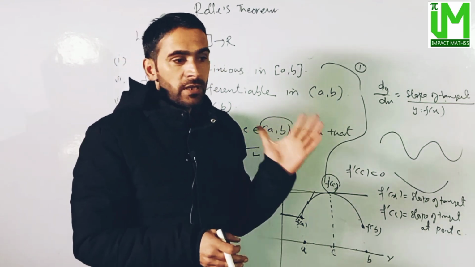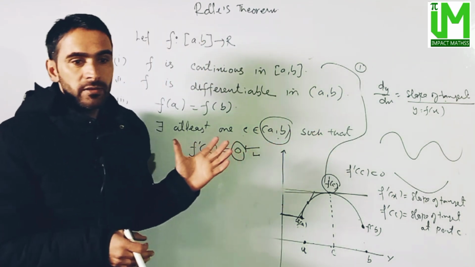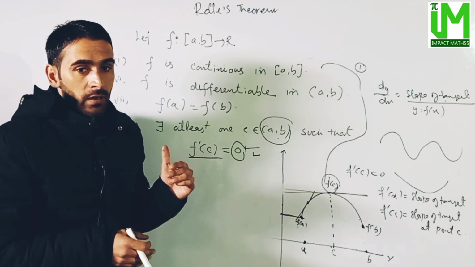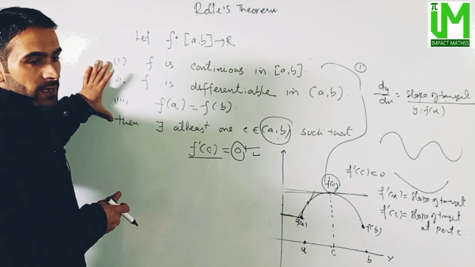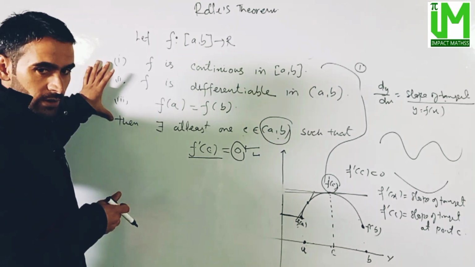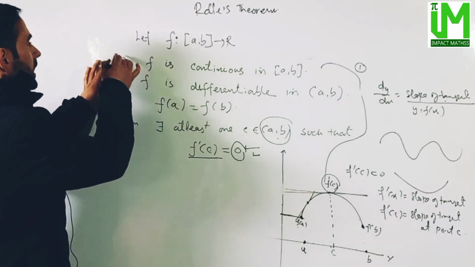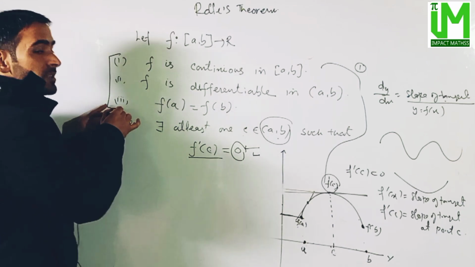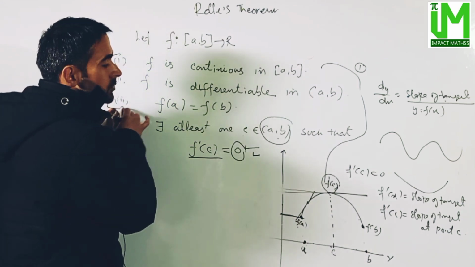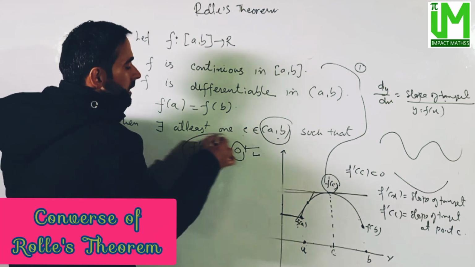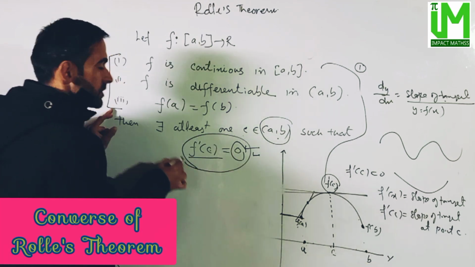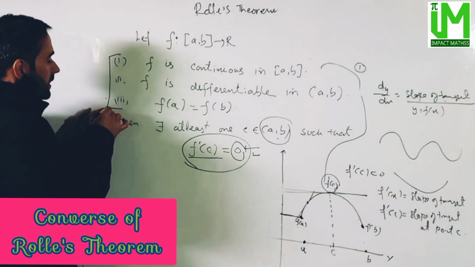Write the statement now. Can you predict its converse? What will be its converse? In Rolle's theorem, all the three conditions have to be satisfied, and only if all three conditions are satisfied will we be able to find at least one point in the open interval (a, b) such that f dash of c is equal to 0.